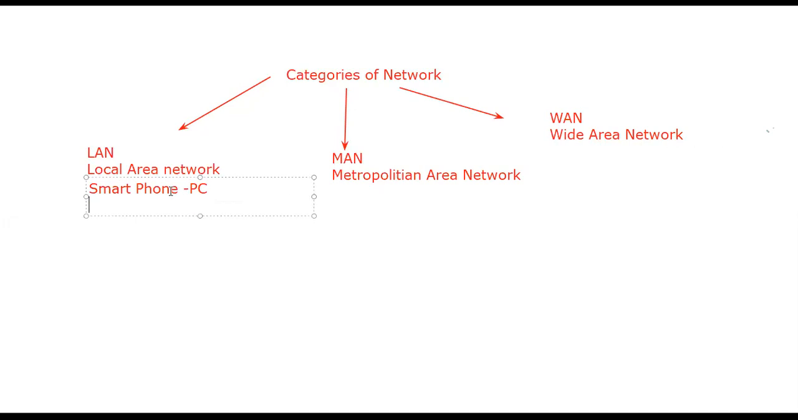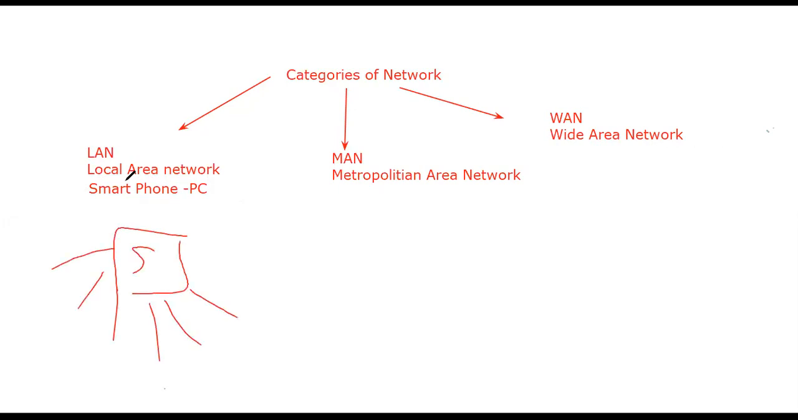Another example is if you have a switch like this, like we said before, this is a switch, and we have a few computers connected to the switch. This is another basic example of the local area network. So the local area network can cover a small office, it can be at homes, in universities or small offices. So that's the local area network, LAN.